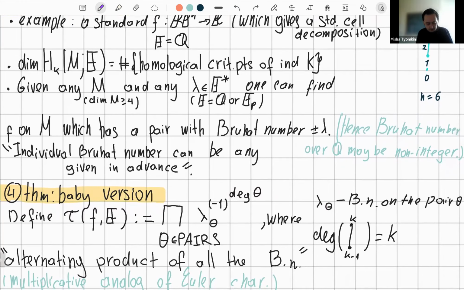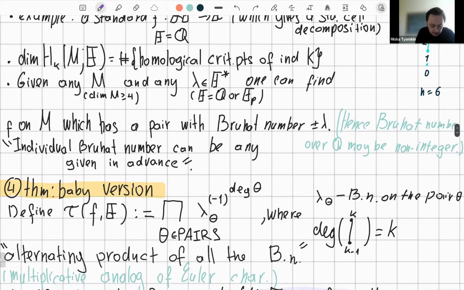By alternating, we mean that you have to raise it to the power minus 1 depending on parity, and this is named in analogy with the Euler characteristic, which is the alternating sum. In general, the torsion is the multiplicative analog of the Euler characteristic. In the Euler characteristic, you take the sum of all the generators with plus or minus depending on the parity, and here you take the product of all the numbers raised to the power minus 1.